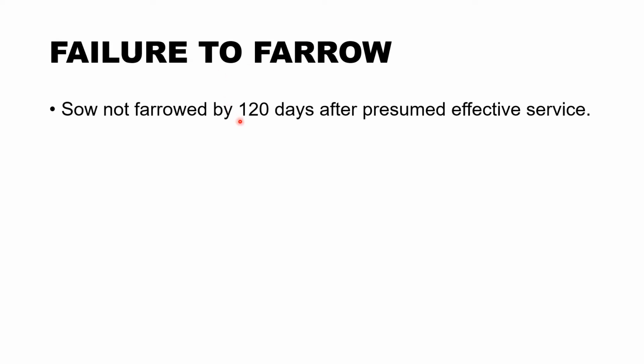This is like the maximum. The average gestation period of our sow is 114 days. But you could wait until 120 days because some sows really farrow late, later than 114 days. But after 120 days, if the animal has still not farrowed, you assume the service was effective and she conceived during the breeding service, then you could say it is a failure to farrow. Our sow failed to farrow.